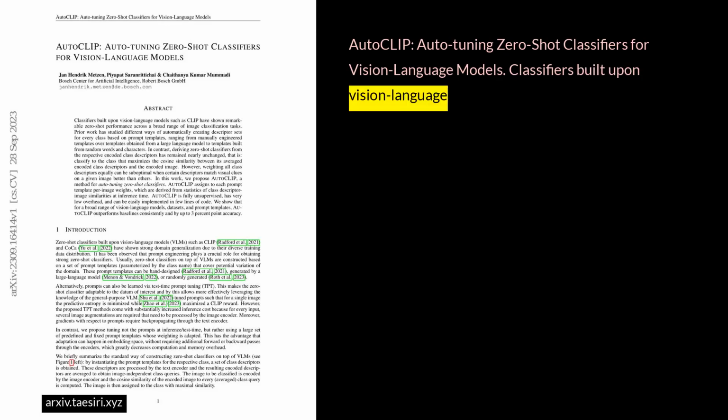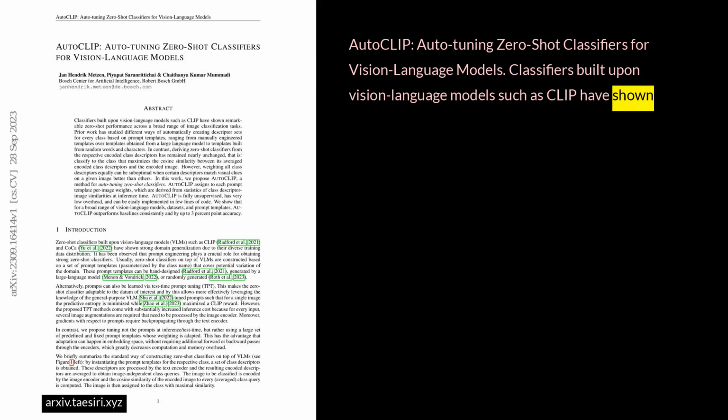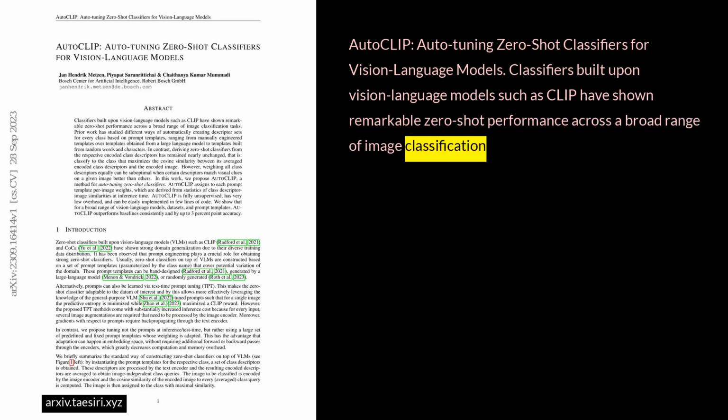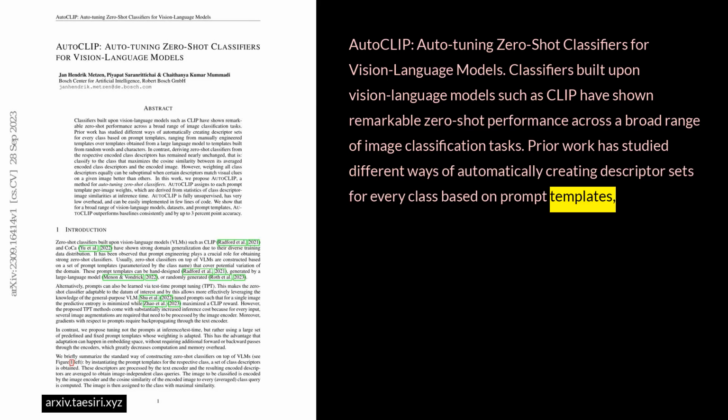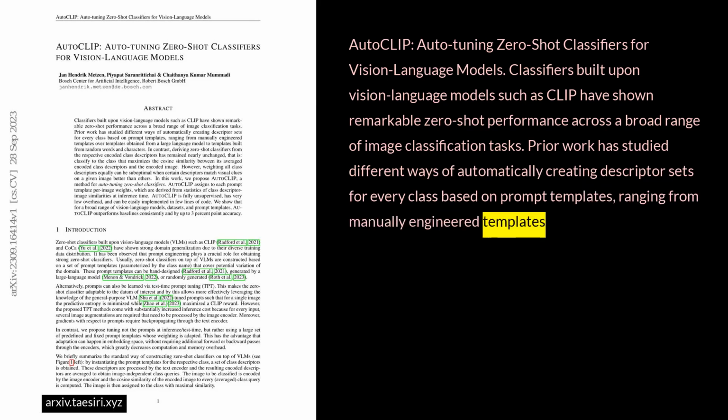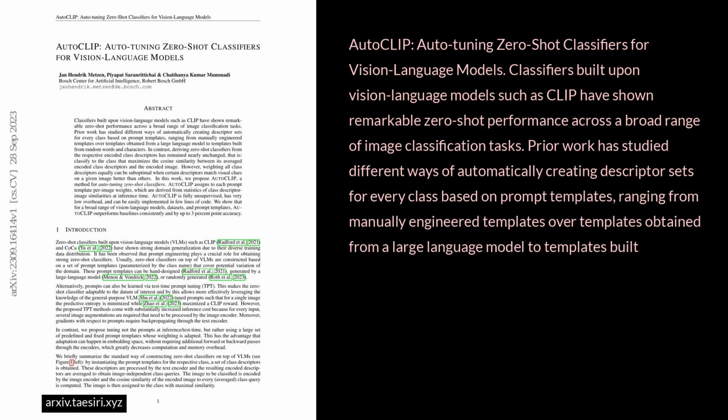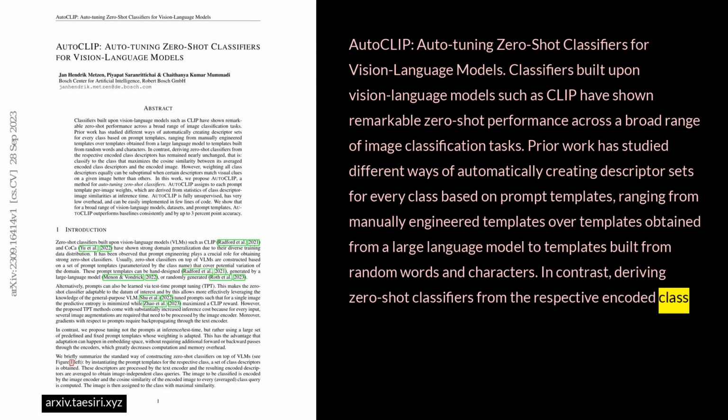AutoCLIP, auto-tuning zero-shot classifiers for vision language models. Classifiers built upon vision language models such as CLIP have shown remarkable zero-shot performance across a broad range of image classification tasks. Prior work has studied different ways of automatically creating descriptor sets for every class based on prompt templates, ranging from manually engineered templates over templates obtained from a large language model to templates built from random words and characters. In contrast, deriving zero-shot classifiers from the respective encoded class descriptors has remained nearly unchanged.